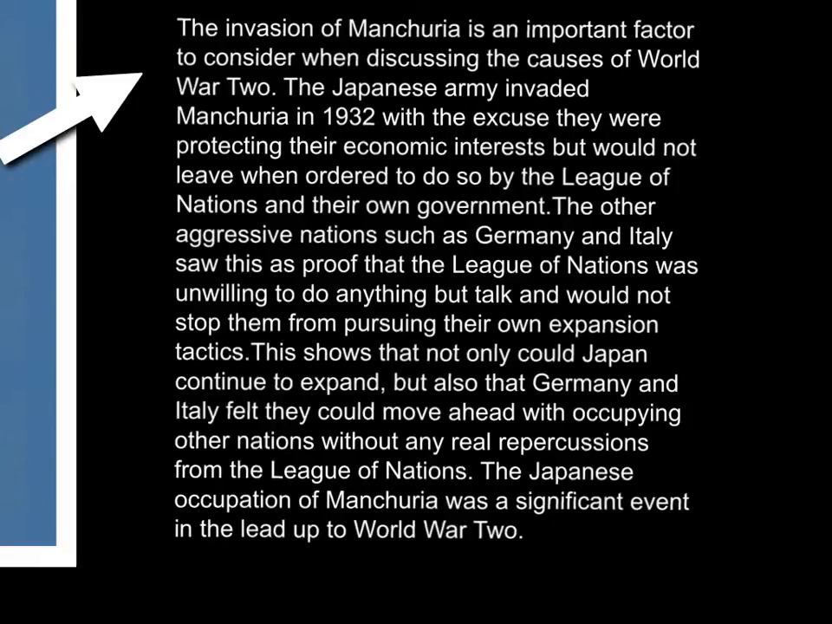The other aggressive nations, such as Germany and Italy, saw this as proof that the League of Nations was unwilling to do anything but talk and would not stop them from pursuing their own expansion tactics. This shows that not only could Japan continue to expand, but also that Germany and Italy felt they could move ahead with occupying other nations without any real repercussions from the League of Nations. The Japanese occupation of Manchuria was a significant event in the lead up to World War II.